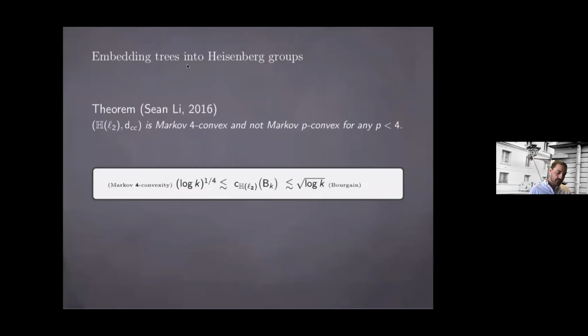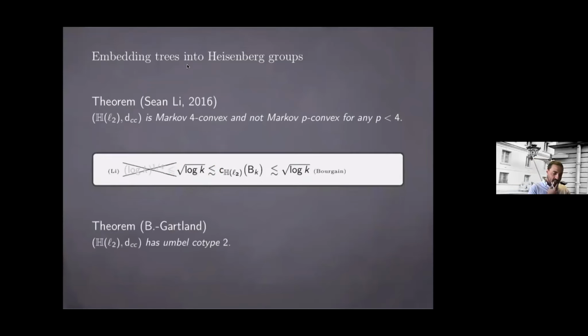Now, Sean actually closed the gap immediately, and he said, well, the right order of growth is actually square root of log k, which I think was a bit surprising, because Markov convexity for Banach spaces, when you try to embed binary trees into Banach spaces, captures the right order of growth. Now, when you go to these metric spaces that are a little bit more general, Markov convexity is not able to pick up the right order of growth here. So Sean had to use a different argument to show this lower bound.